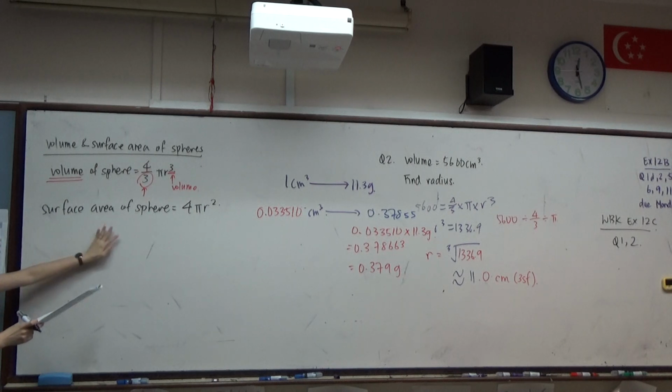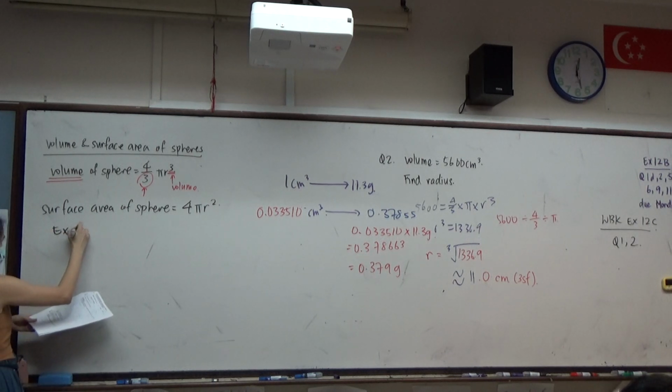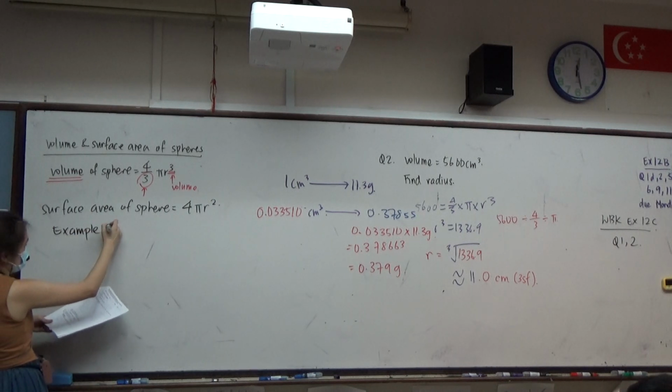Okay, so the surface area of a sphere is 4 pi r squared. Unfortunately, this one you also need to remember. Then this one I believe is also going to be on the formula list. So looking at example 11, right?